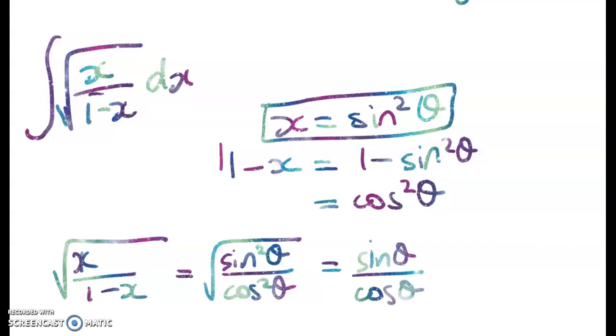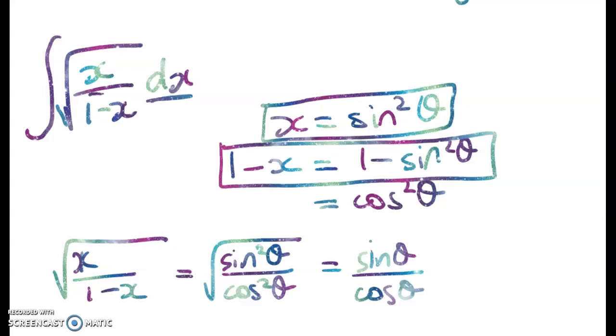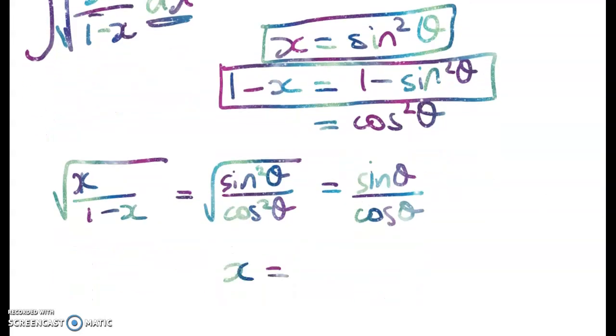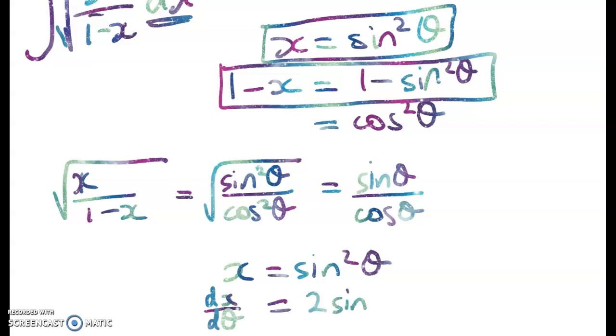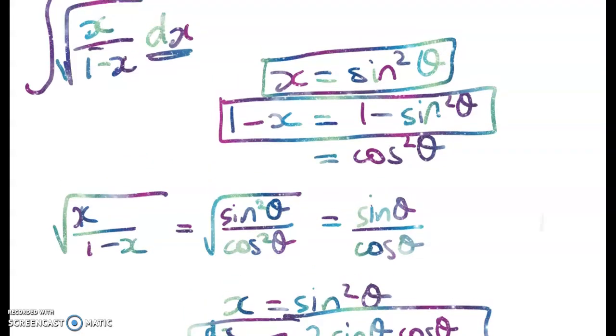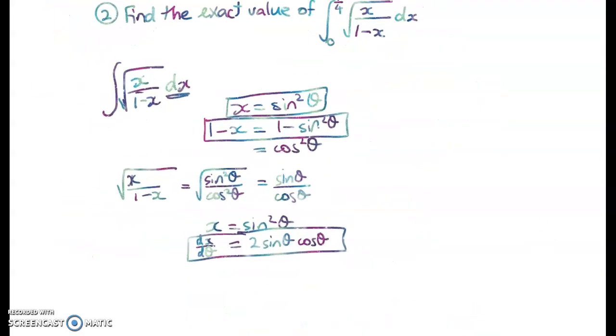So the last thing that I have to do, so let's box that, is I have to work out this dx. So we're given x is equal to sine squared theta, and we're going to differentiate that with respect to theta. Because we don't want to rearrange it and make theta the subject, that's going to be messy. So dx by d theta will be 2 sine theta cos theta. So that's the last of our building blocks. Now we're ready to substitute everything back in to the original integral.